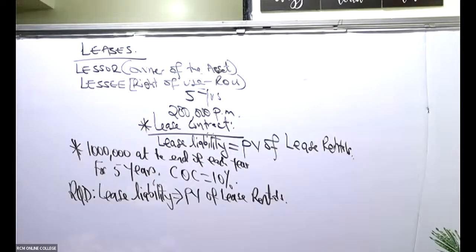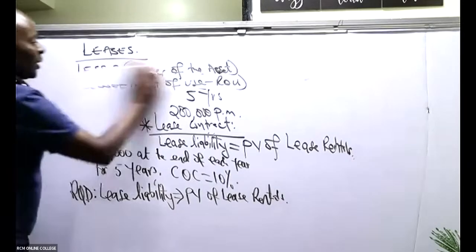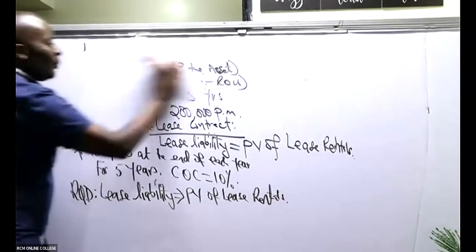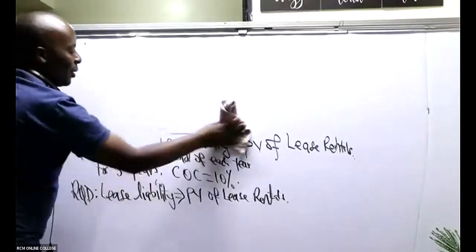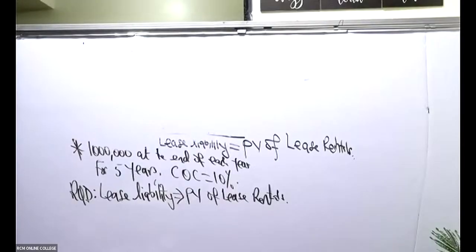Remember, COC stands for cost of capital. Remember, in most of the cases here, my good students, for leases, we shall be using annuities.